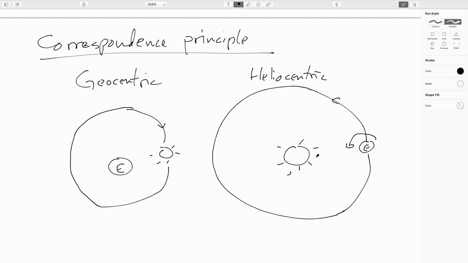So, first off, a quick note. The people who proposed the heliocentric model were not dumb. They were going with the best model that they could come up with. And there was actually a big objection to the heliocentric model that they just couldn't address.